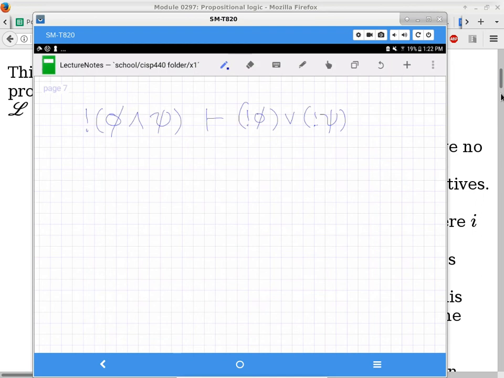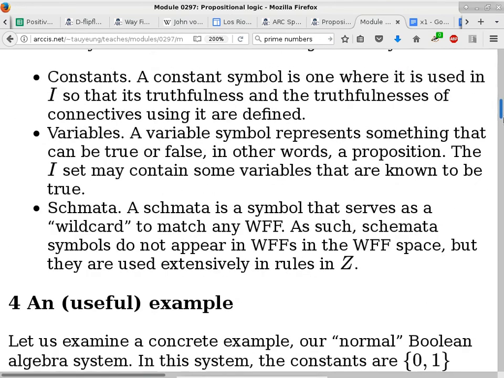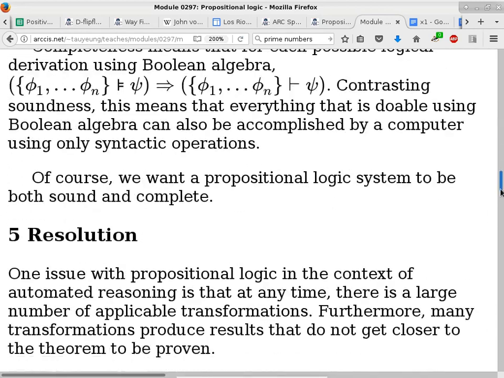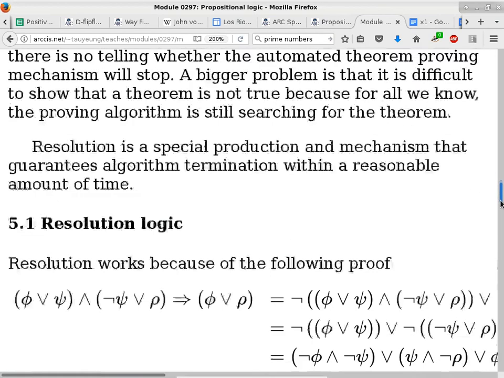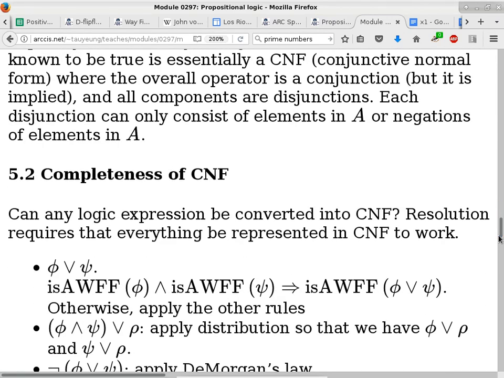So the rest of this module talks about something that seemingly has no relation to what we are currently talking about. It has to do with resolution and CNF, or conjunctive normal form. Those things are basically an alternative version of representing statements. But by using resolution, proof by contradiction, and conjunctive normal form, the space itself is no longer infinite. It is now a finite space.